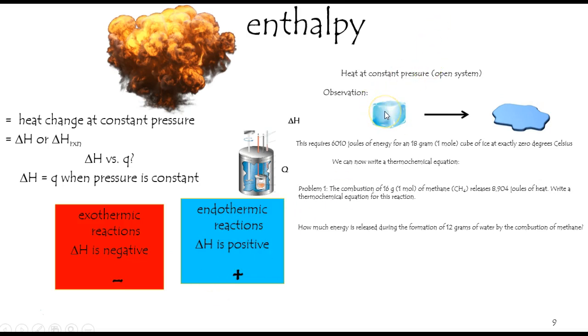Okay, let's imagine we're melting some ice. So it's at 0 degrees and it's turning from ice to liquid water. Measuring this, we find that it takes 6,010 joules for that ice cube, which is 1 mole's worth. We could write this thermochemically. That means write the chemical reaction and include the energy change.